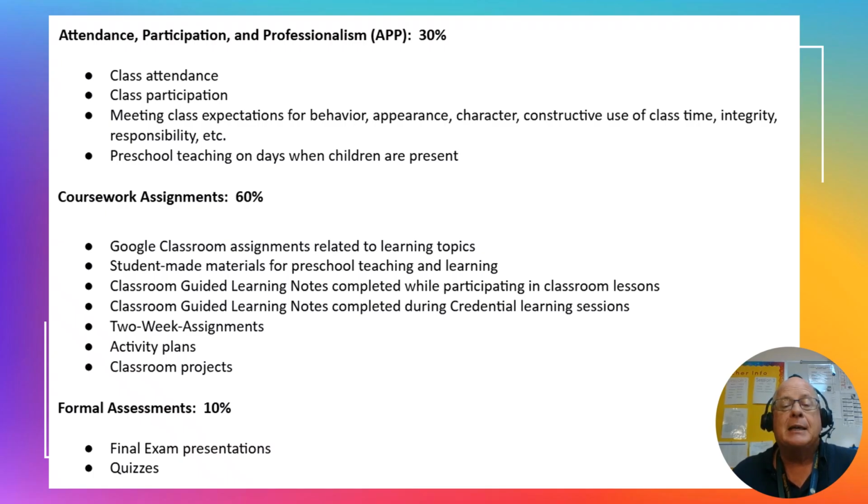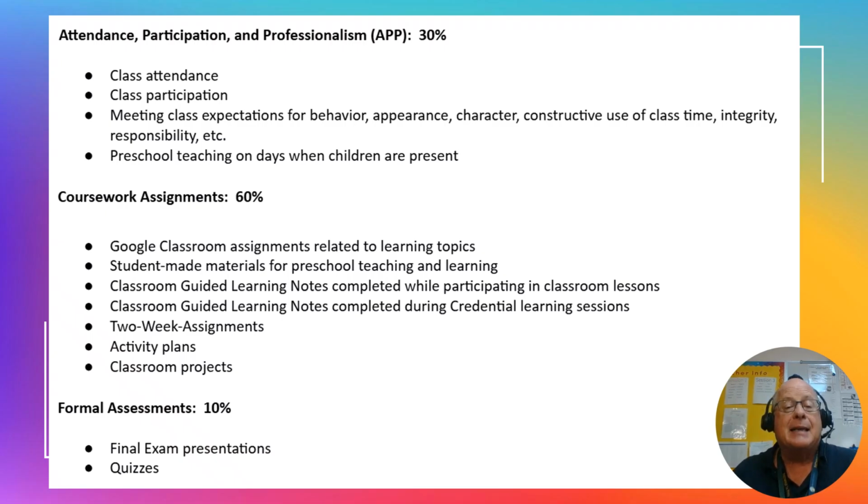And then professionalism is meeting the expectations for how you behave, how you appear, if you use your class time well. What is your character like? Are you an honest, kind person? Integrity is really doing the right thing. Responsibility is knowing what you should be doing and getting it done. So you will be graded on attendance, participation, and professionalism. Also part of that will be what you do with the children on days when you are teaching them. So are you prepared with your activities to do with them? Are you ready to go when it comes to that?